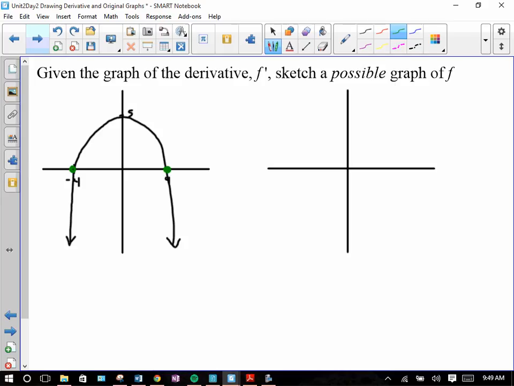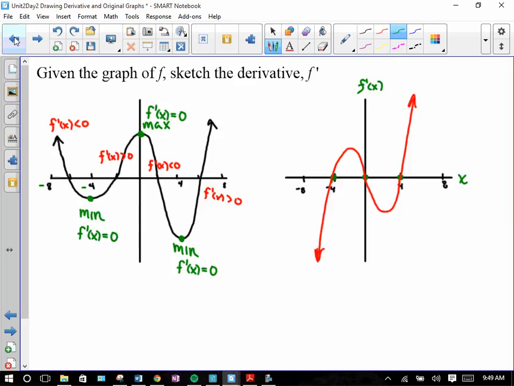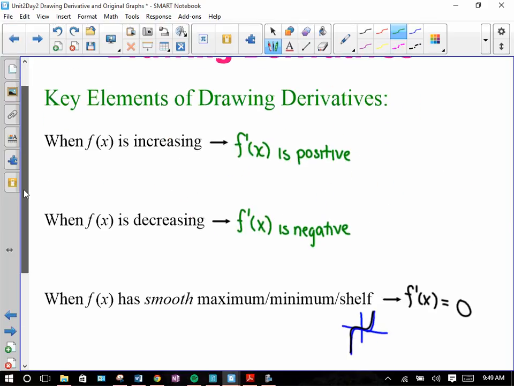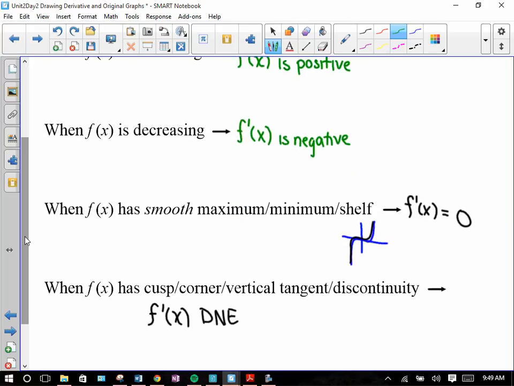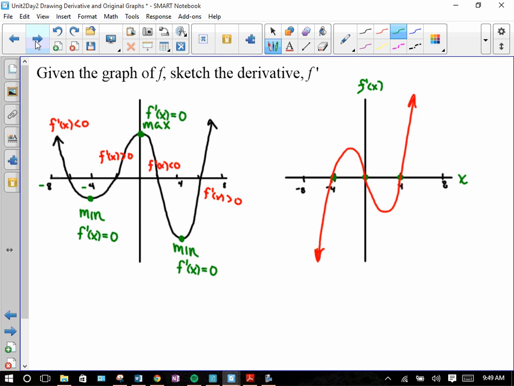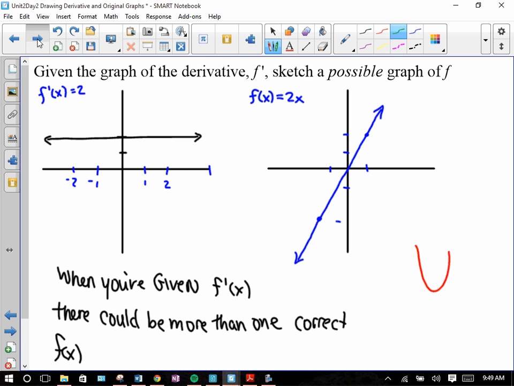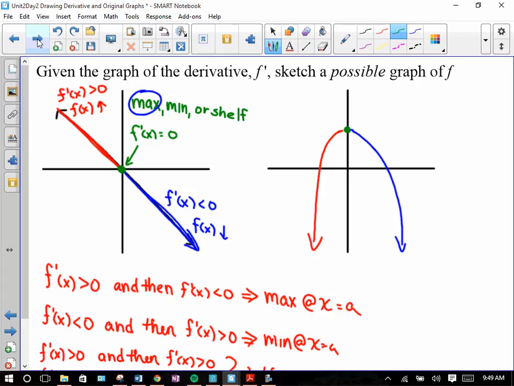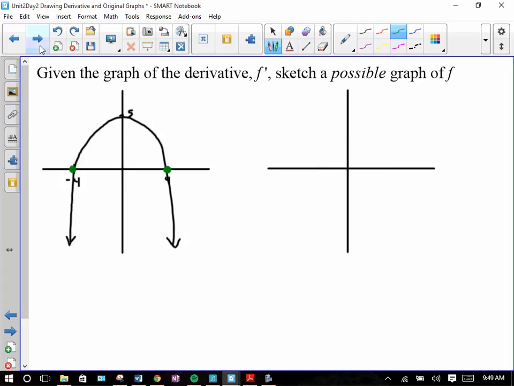If you go back and look at that first page, it says f prime of x is equal to 0. You need to have a maximum, minimum, or a shelf. Also keep this available. It's right above what we just worked on. So where are you going to have a maximum, minimum, or shelf here?